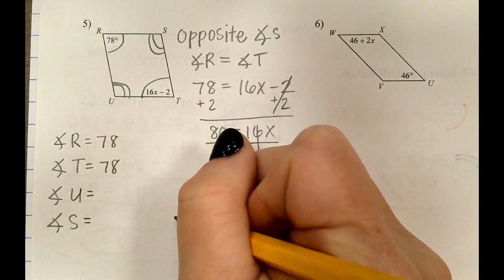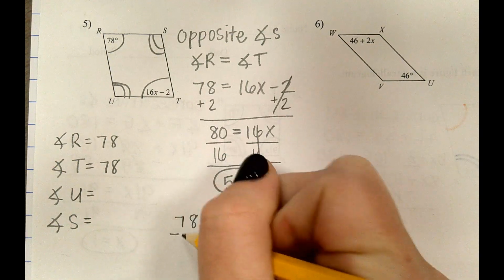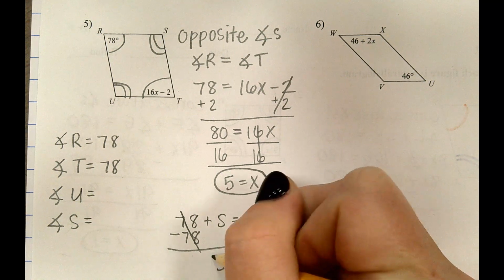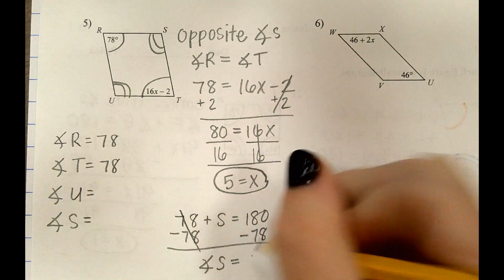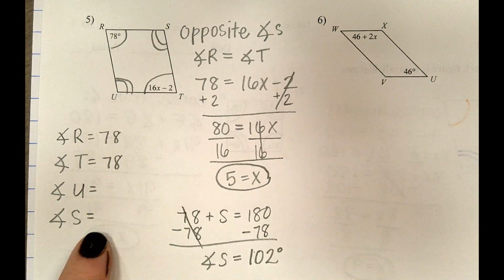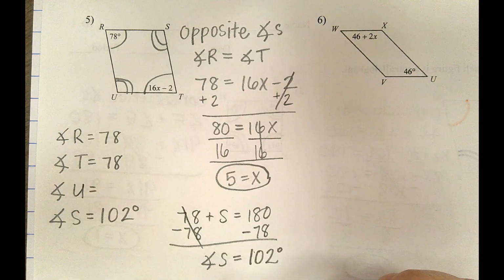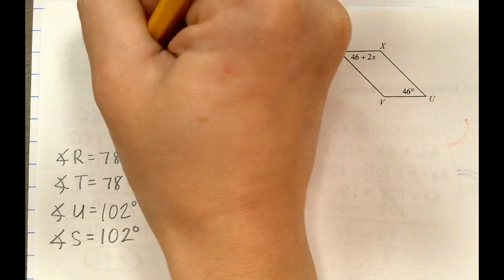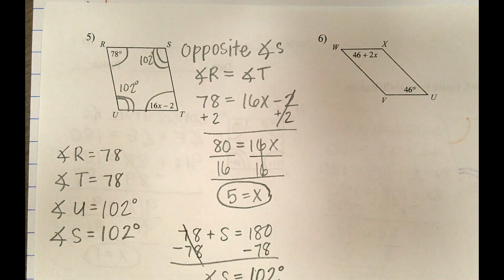So 78 plus S equals 180. Yes. Subtract 78, and we'll get S equals, let's see, that's 102, right? I think so. And so if angle S is 102 degrees, what's angle U? 102. There you go. Okay, so we've tried one of both types that you might see in this worksheet.